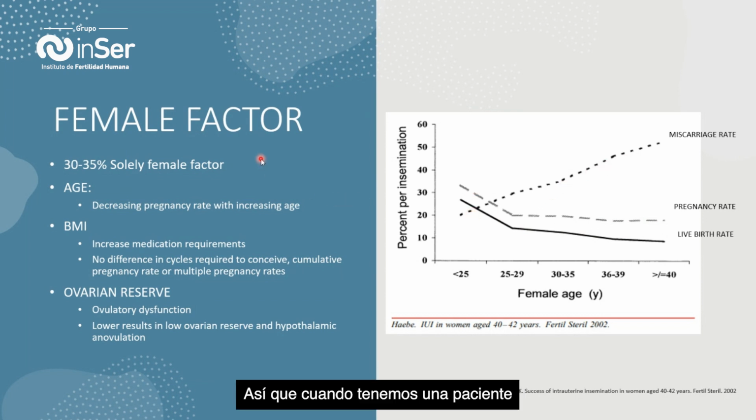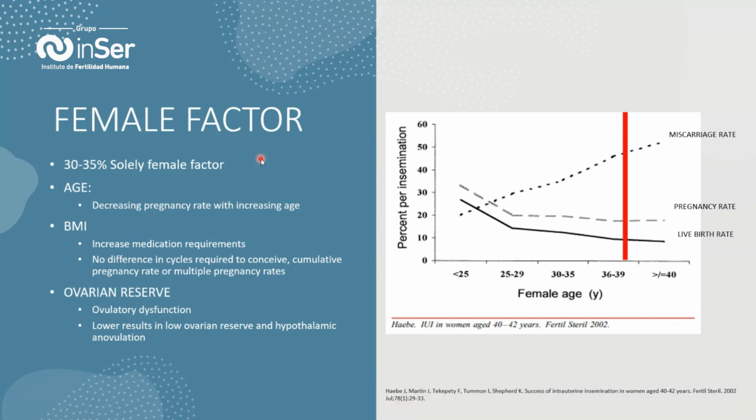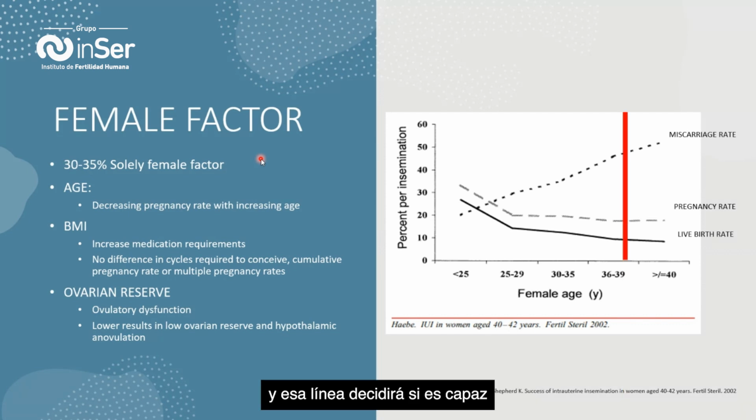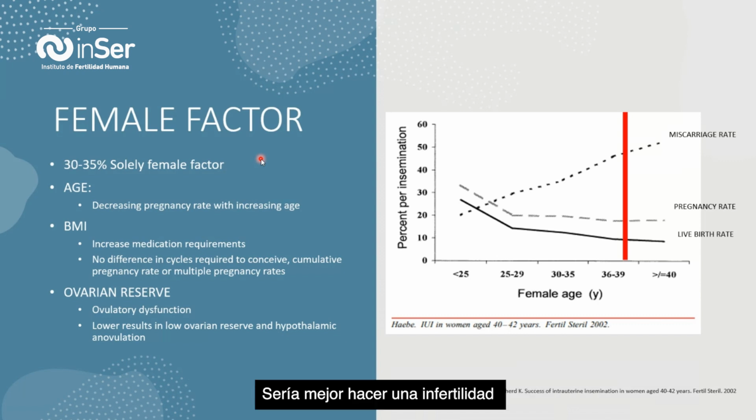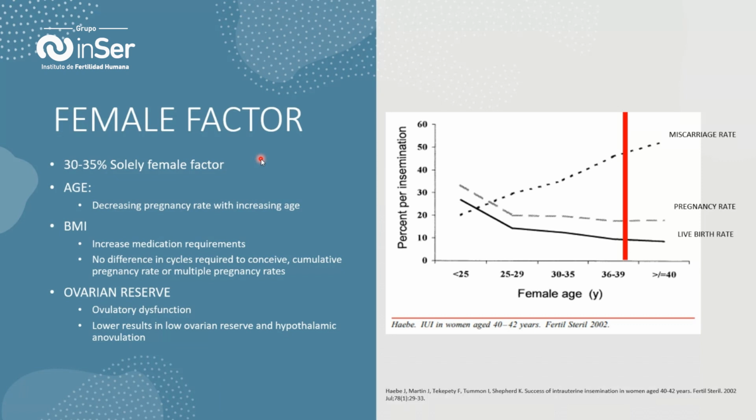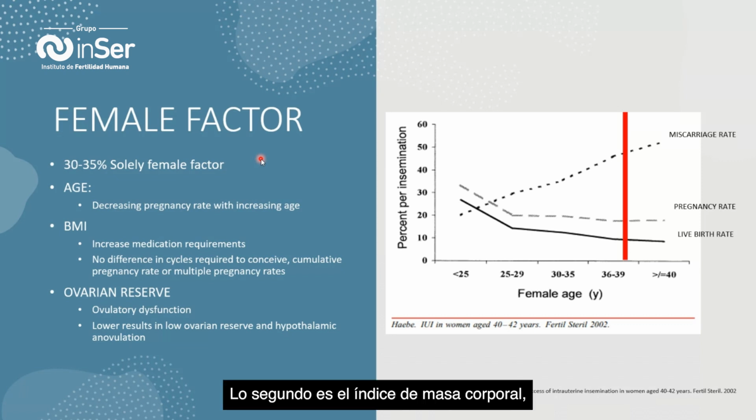So actually, when we have a patient and we're seeing the female factor and doing the diagnosis, the first thing that we need to do is cross a line. And that line will decide if she is able to do an IUI treatment or if she isn't. If she's above 38 years of age, we recommend that you do not do an IUI, but decide to do another type of treatment. It would be better to do an in vitro fertilization treatment.